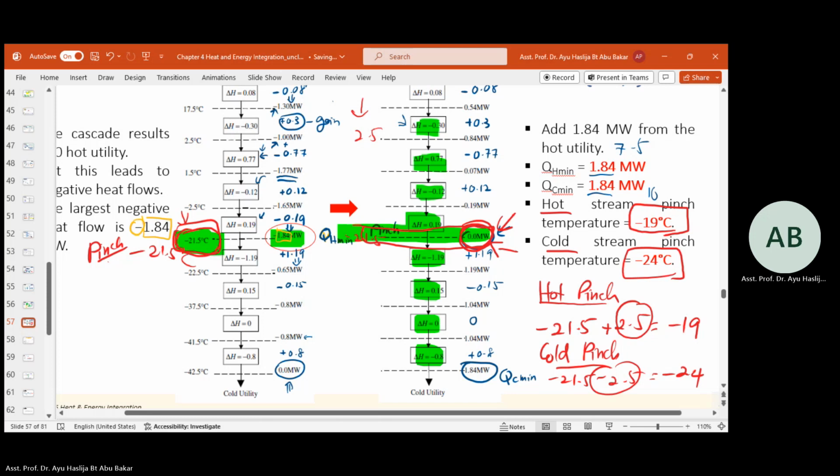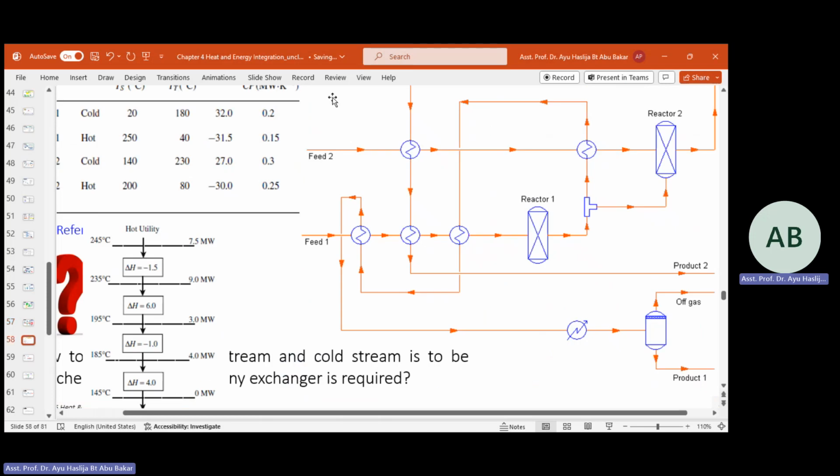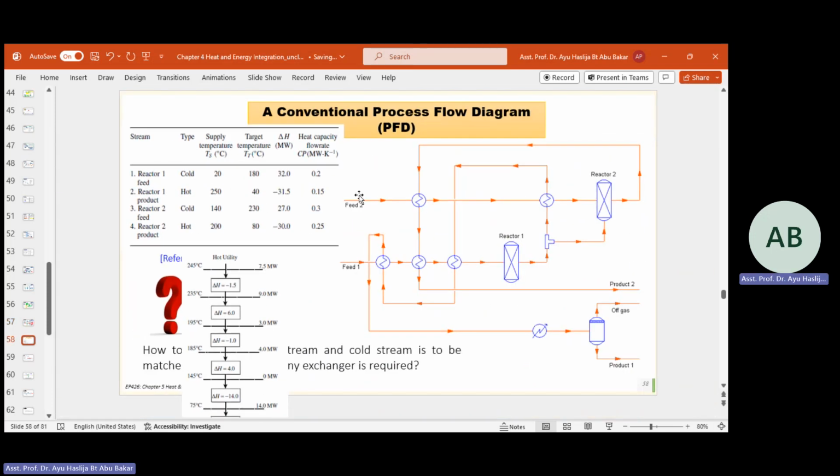Okay, clear. Please make sure you understand this part, because tomorrow we will go for the below pinch and above pinch analysis, then you will need to identify how many heat exchangers you require. Next class, I will proceed with this slide. Later I will announce in CN. Please make sure you understand today's lecture in order for you to understand tomorrow's lecture.